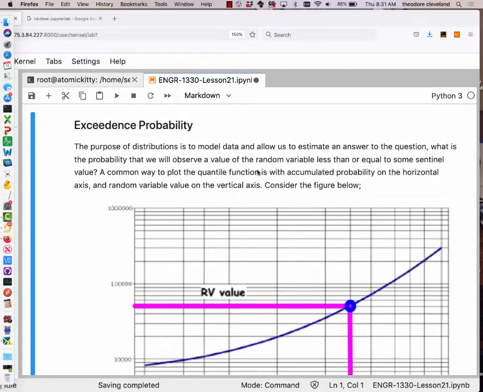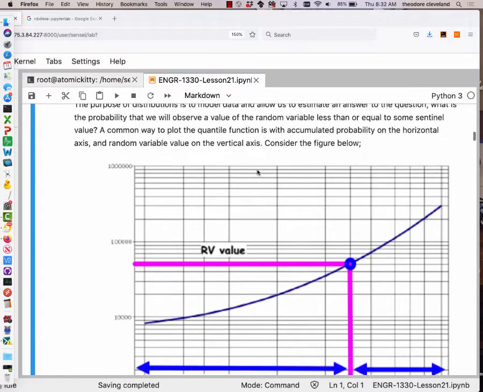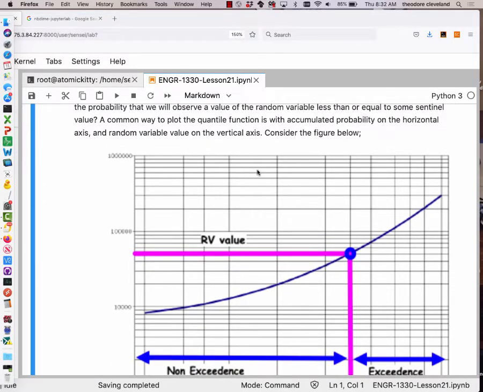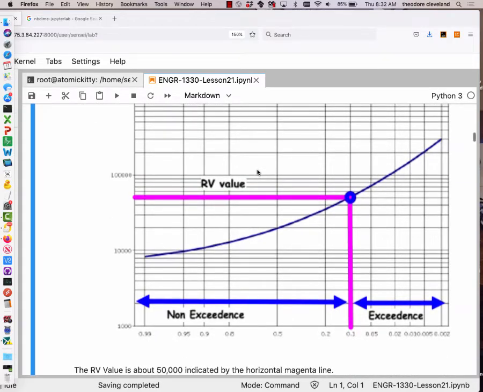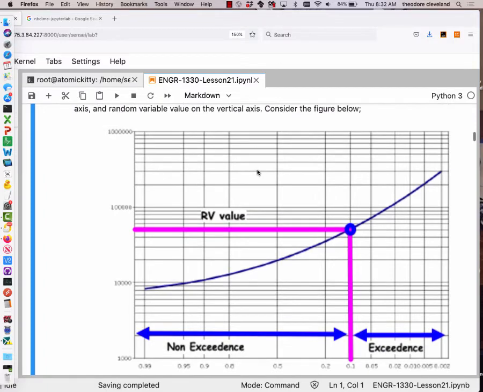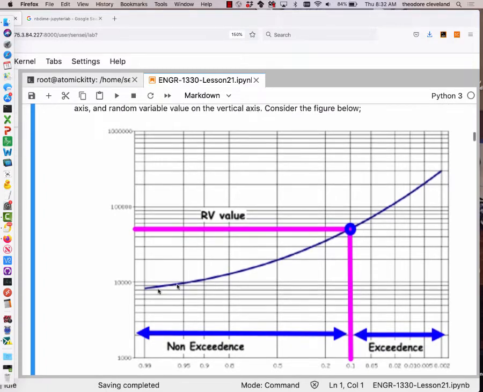So the purpose of a distribution model is to explain data and allow us to make an estimate to answer the question, quote, what is the probability we will observe a value of the random variable less than or equal to some sentinel value? A common way to plot the quantile function is with the accumulated probability on the horizontal axis and the random variable value on the vertical axis. And so here is an example of a frequency plot. In this example, the blue curve represents our data model. If it was just dots, it would represent data.